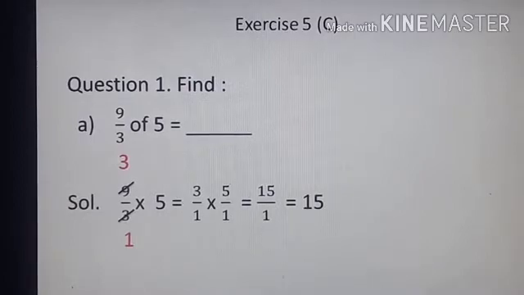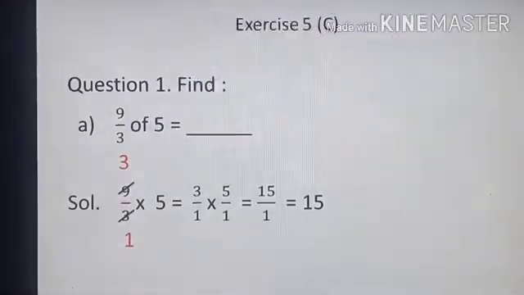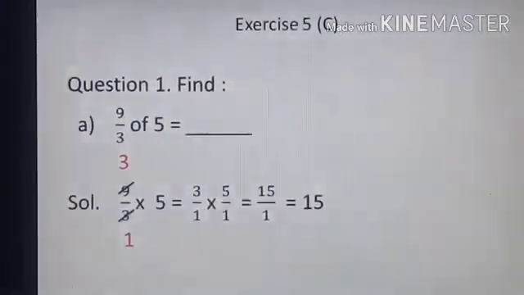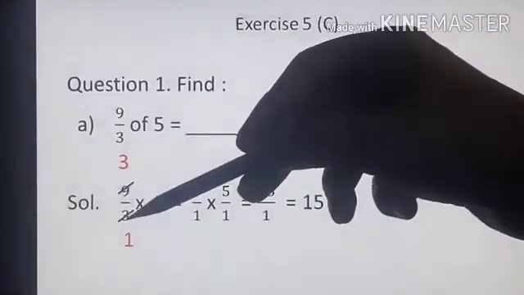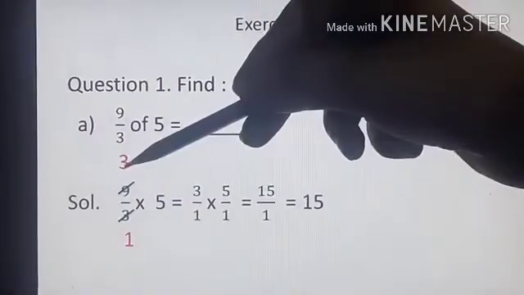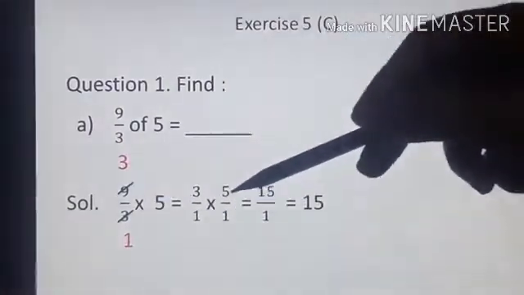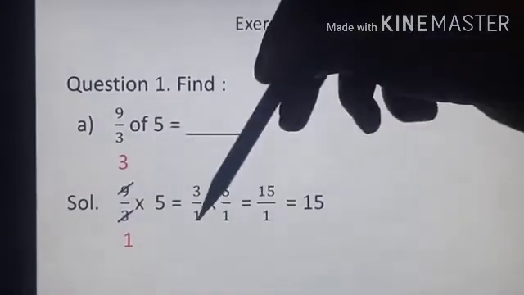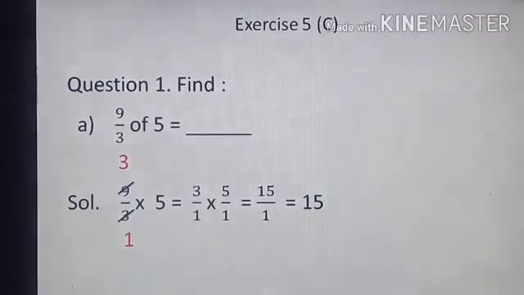Exercise 5C. Question number 1. Find 9 upon 3 of 5. Of means multiply. Okay, beta. So 9 upon 3 multiply by 5. You know that 3 ones are 3, 3 threes are 9. Cutting is there. So after cutting it is now 3 upon 1. 5 can be written as 5 upon 1 also. 3 fives are 15. 1 ones are 1. 15 upon 1 means 15 only. So your answer is 15. Understood?